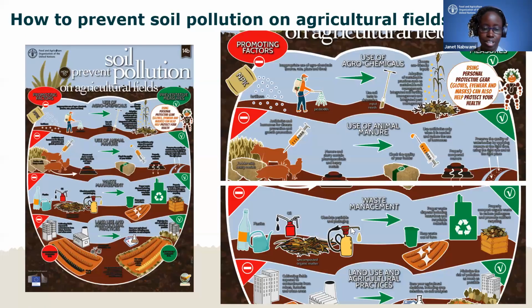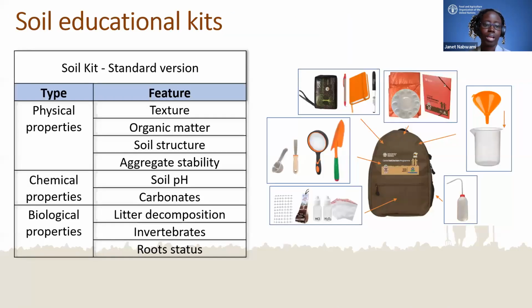And the next poster is about soil pollution, how to prevent it on agriculture fields. And with this, we look at some of the factors that are causing pollution, and then what preventive measures can be done. So we want to come up with some common measures that can help the farmer to manage soil pollution.